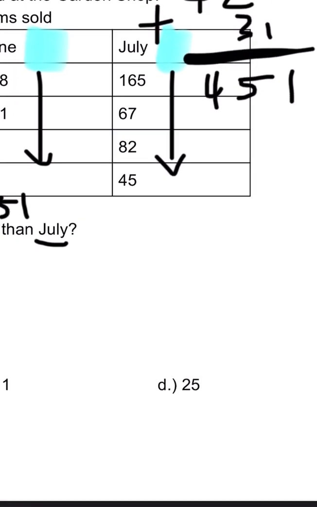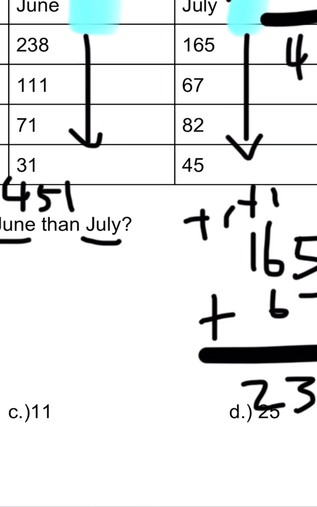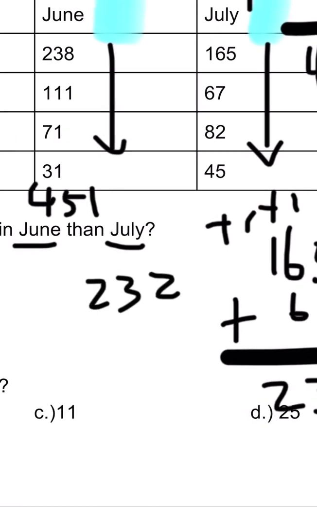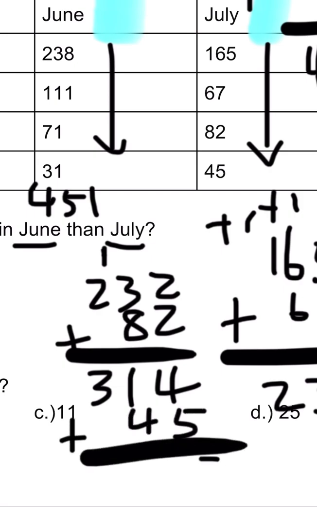Next, we're adding July, which is 165 plus 67. Six plus 6 is 12, plus 1 is 13, carry the 1. So we have 232 plus 82. So 314 plus 45, so we have 359.